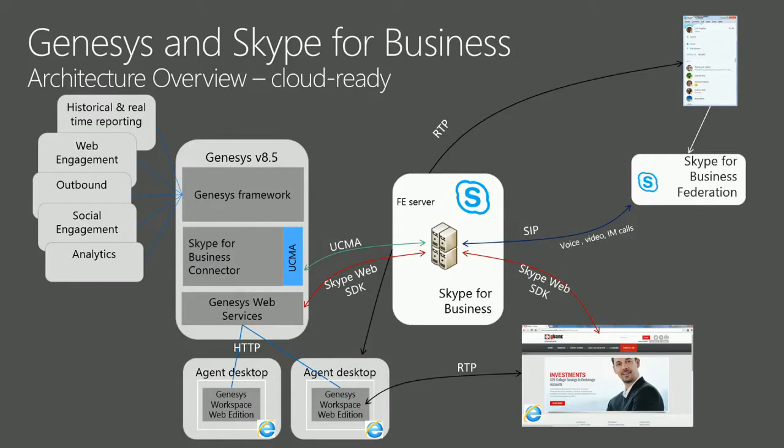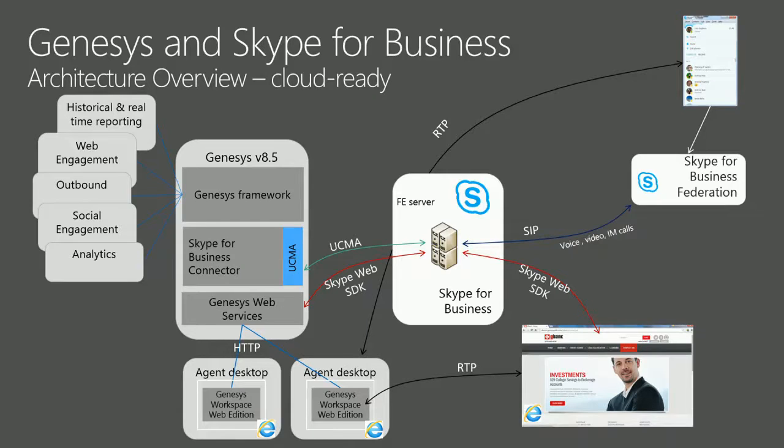This is a picture of my Skype client. Calls will get into the front-end server and then be routed through UCMA, which is part of the Skype Developers SDK, into the Genesys connector. The connector will then pass it to the framework that will route the call, give the exact routing, and then the call is passed over to the most available or most suitable agent.